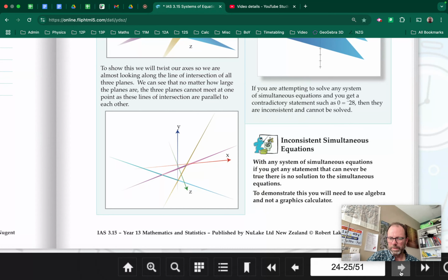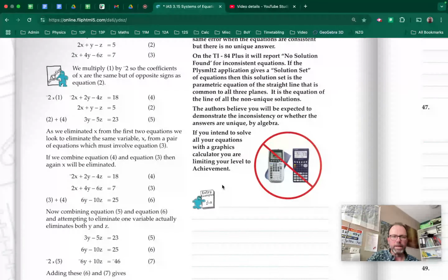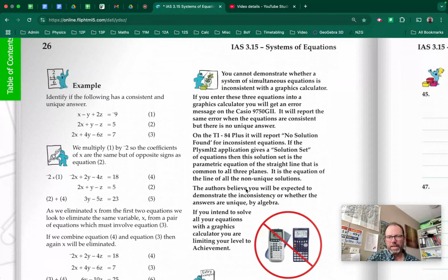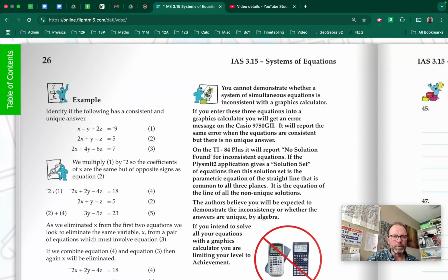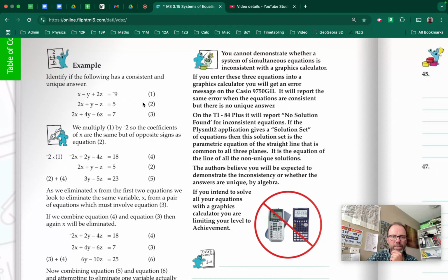Okay, let's just click on this page here. And so if the calculator is giving you an error, you need to actually show why it's an error. You need to do the algebra for it and get this contradictory or false statement. So here's a good example on page 26. You've got the 3 equations, 1, 2, 3, and look at Bluey here, telling you what to do. Looks like Bluey's saying, hey, take equation 1 and times it by negative 2. That gives you that, which is equation 4.